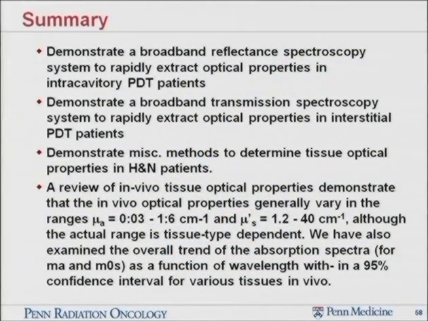So in summary, we demonstrated the diffuse reflectance system can rapidly extract optic properties in intracavitary PDT or in many superficial PDTs too. Broadband transmission spectrometer can be used to determine optic property in the so-called interstitial PDT cases. Some other miscellaneous methods can be used for head and neck patients, for example, or esophagus. And our conclusion is the mu A for normal tissue is changing from 0.013 to 1.6 per centimeter, and mu S prime is between 1.2 to 40. Okay, so that is a typo. That's the range for the data we have.